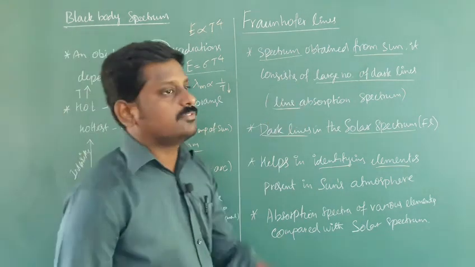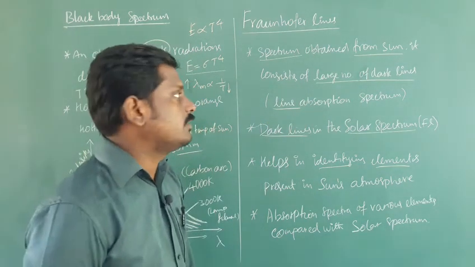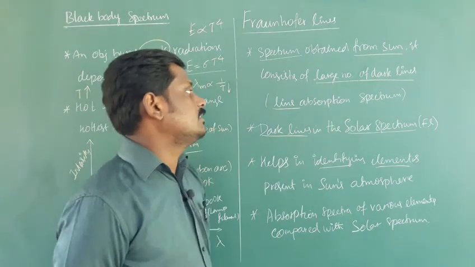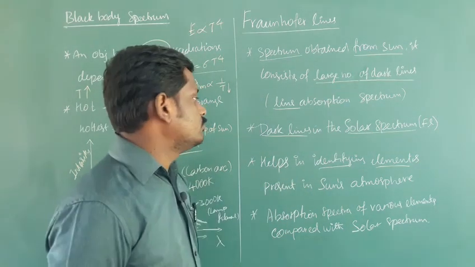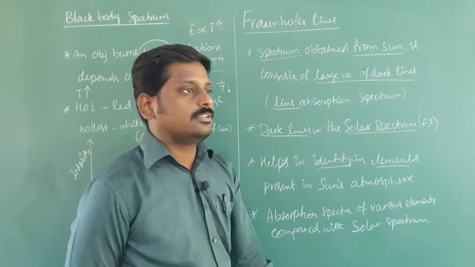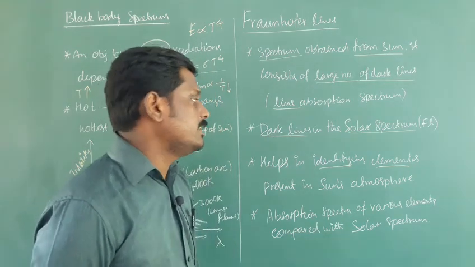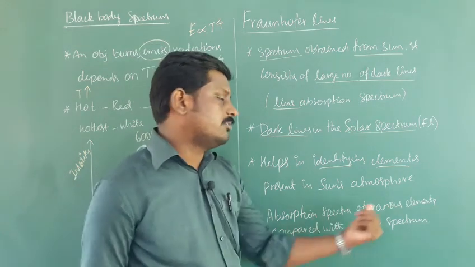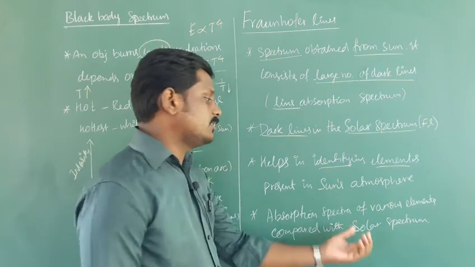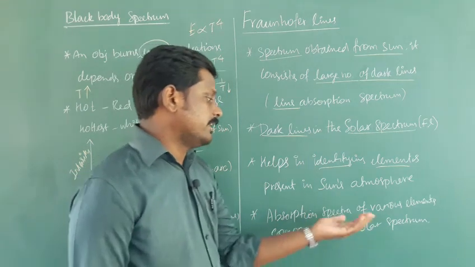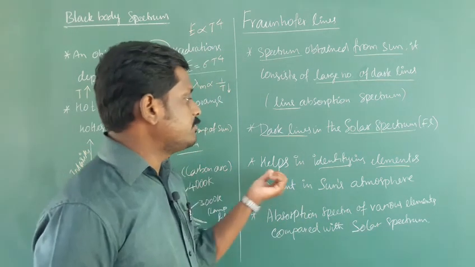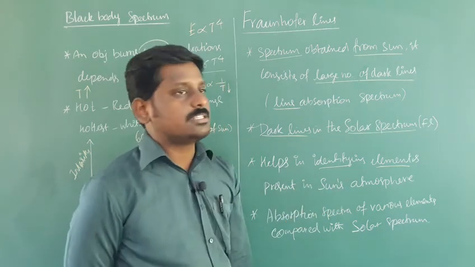The next topic is Fraunhofer lines. The spectrum obtained from the sun consists of a large number of dark lines. These dark lines form a line absorption spectrum. The dark lines in the solar spectrum are called Fraunhofer lines. The absorption spectra of various elements are compared with the solar spectrum obtained from the sun. It helps to identify the elements present in the sun's atmosphere.